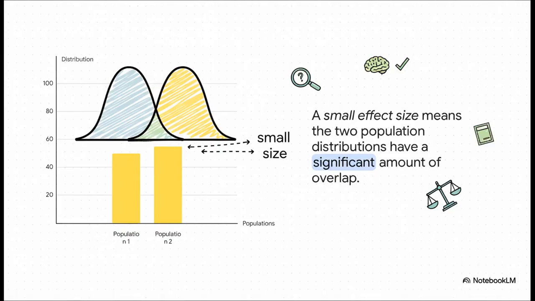So here's what a small effect size actually looks like. See those two curves? They're basically sitting right on top of each other. There's a ton of overlap. Yeah, sure, the average is a little different between the two groups, but honestly, most of the people in both groups look pretty much the same. The effect might be statistically real, but man, is it subtle.